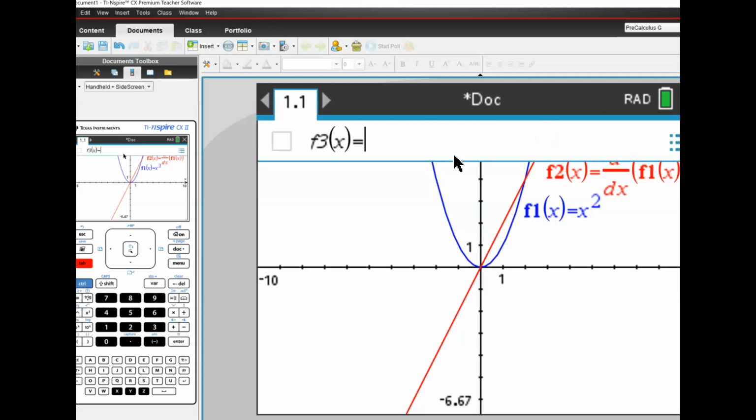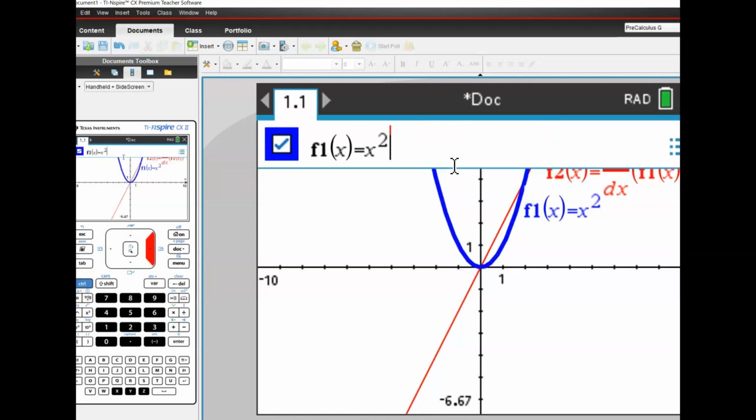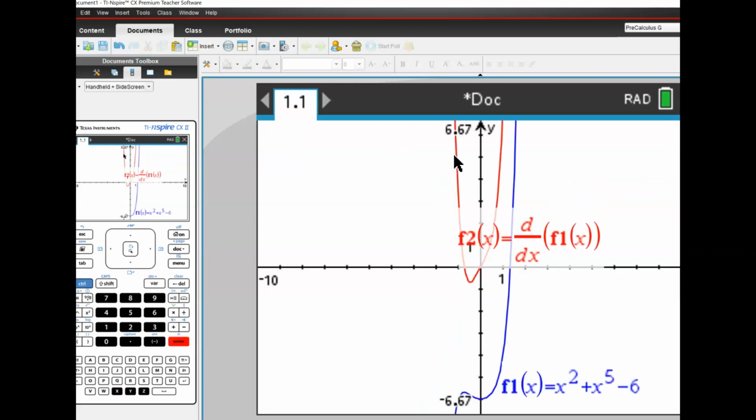All right, ready? The really powerful thing about this is I could put in any function here. Ready? How about x to the 5th? How about like -5, -6, whatever? Check it.